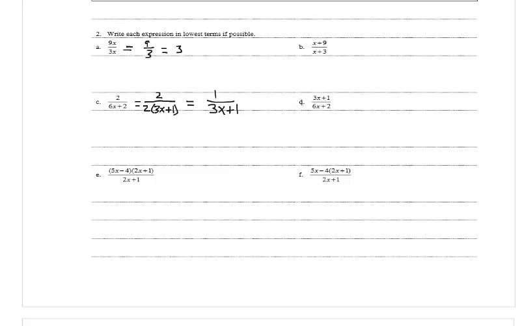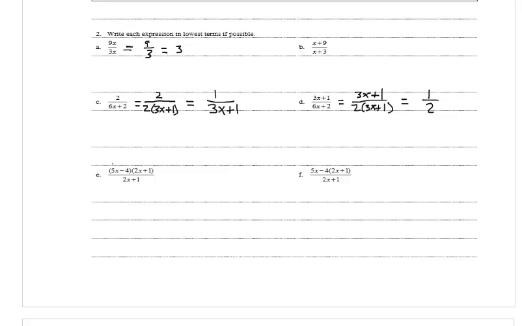In D, we have 3x plus 1 divided by 6x plus 2. And I'm going to do the same step I did last time. I'm going to factor the denominator by 2. 3x plus 1 in the numerator, and then 2 times 3x plus 1. And when we do this, the 3x plus 1 factors cancel, and we're left with a 1 in the numerator and 2 in the denominator, or 1/2.